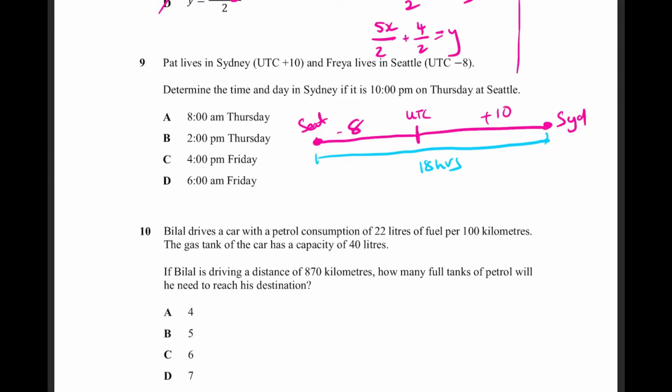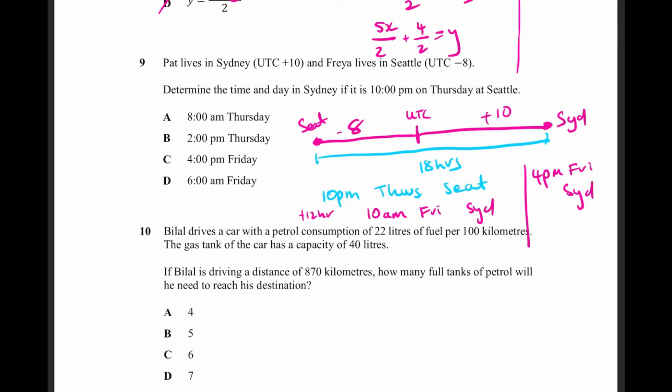Determine the time and day in Sydney if it is 10 p.m. on Thursday at Seattle. Okay, so if it's 10 p.m. Thursday in Seattle, I need to add 18 hours. The first thing I'm going to do is add 12 hours. This brings it to 10 a.m. on a Friday in Sydney, but I still need to add another 6 hours to bring it to 18. Okay, so this brings it to 4 p.m. still Friday, Sydney, which is C.